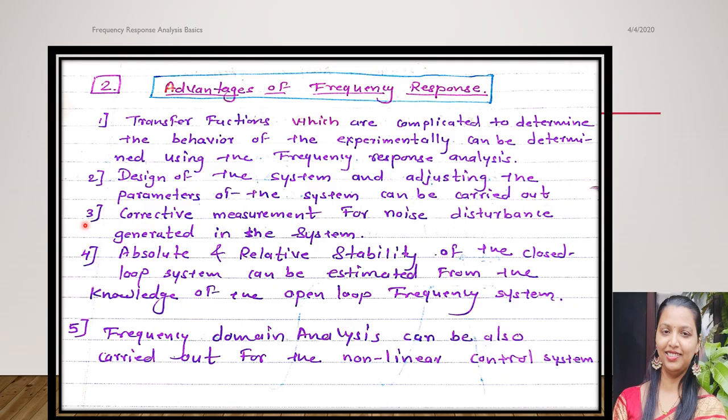Next, corrective measures for noise disturbance generated in the system can be taken. Next, absolute and relative stability of the closed loop system can be estimated from the knowledge of the open loop frequency response. Next, frequency domain analysis can also be carried out for nonlinear control systems.